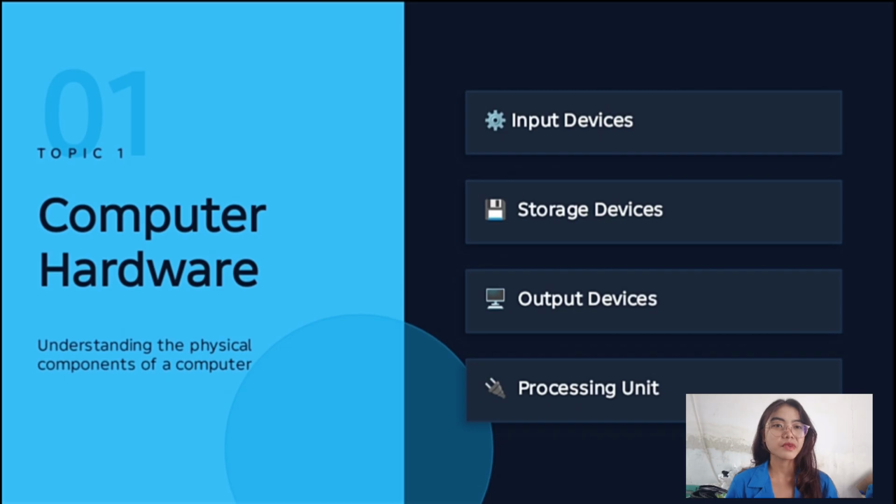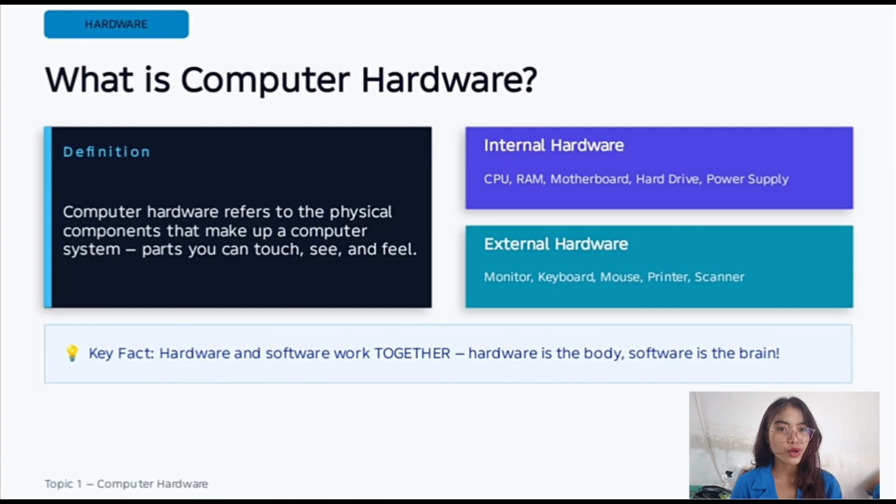Okay, let's begin with topic 1, computer hardware. In this topic, I will explain what hardware is, the types of input and output devices, and also how the CPU and storage work. So, what is computer hardware? Let me explain on the next slide.